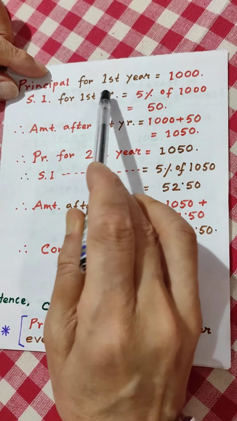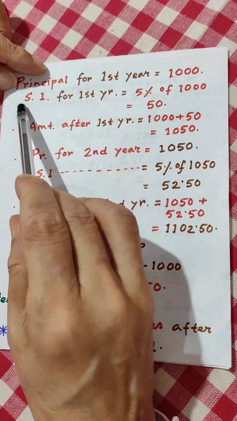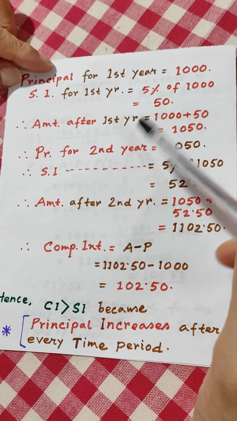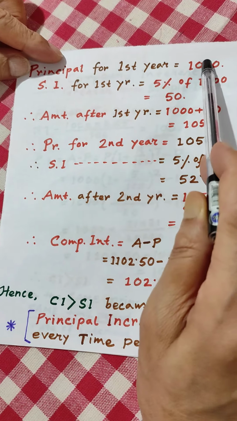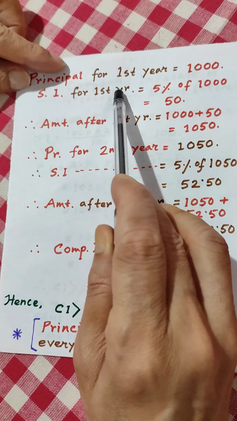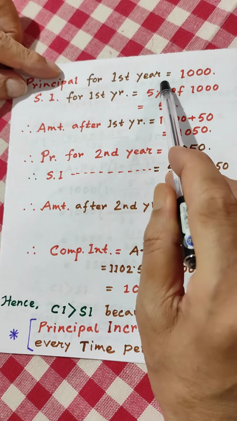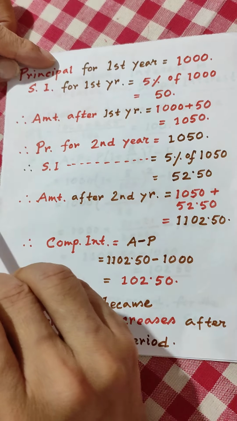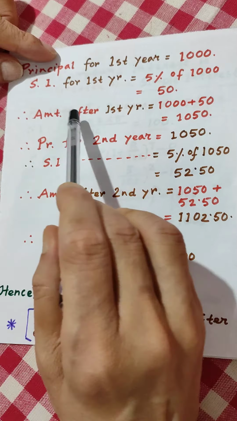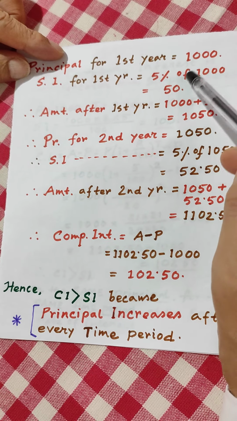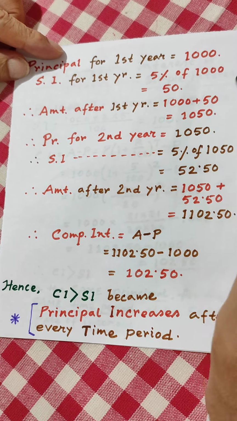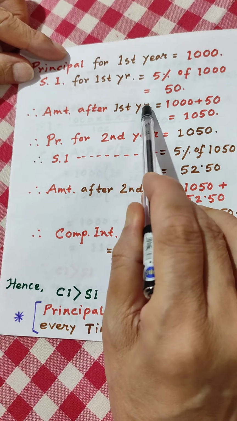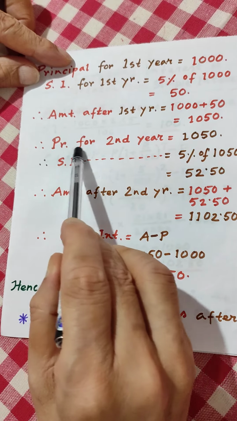Now the simple interest for the first year. You see, we are using the concept of simple interest also while calculating compound interest. The principal for the first year is 1000 and the simple interest for the first year is 5% of 1000. This 5% was the rate. So what is 5% of 1000? 50 rupees. Then the amount after the first year becomes principal plus interest, 1000 plus 50, that is 1050. So this 1050 is the amount after the first year and that will be the principal for the second year.